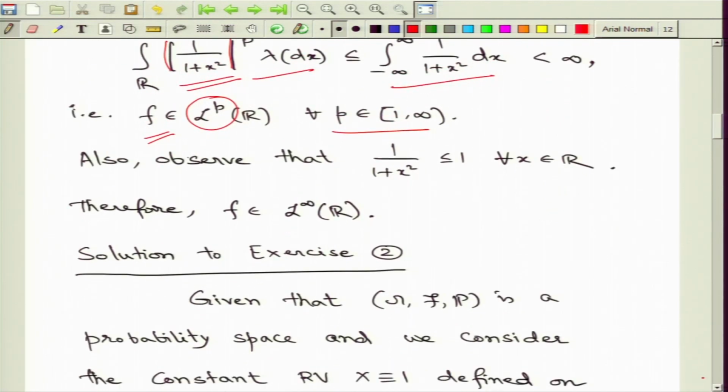Now, here we observe that for all points x, the function value is less than or equal to 1, and hence we conclude that the function is actually also in L infinity. Just to clarify this point, the function first of all is a non-negative function.